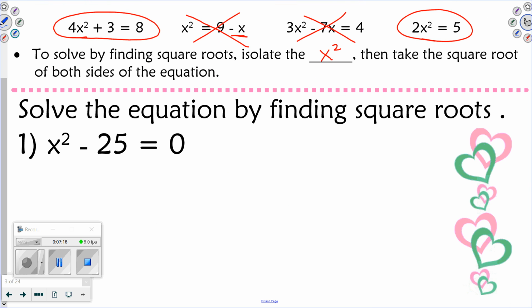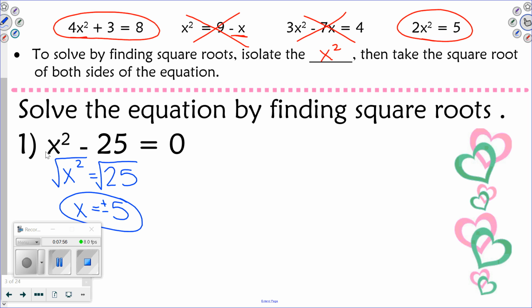All right. So on here, I have x squared minus 25 equals 0. Okay? So I'm missing the bx term, right? So I need to get the x squared by itself. So we'll have to add 25 to the other side. So x squared equals, when I move that over, positive 25. Once x squared is by itself, we take the square root of both sides. What's the square root of x squared? That's just x. Square root of 25? 5 or negative 5. So this is plus or minus 5. Look, I just solved. Wasn't that fun?